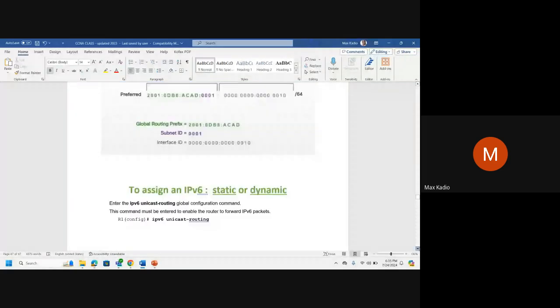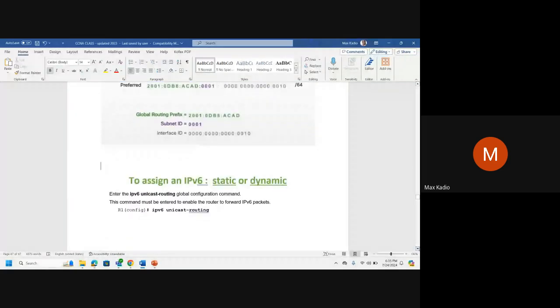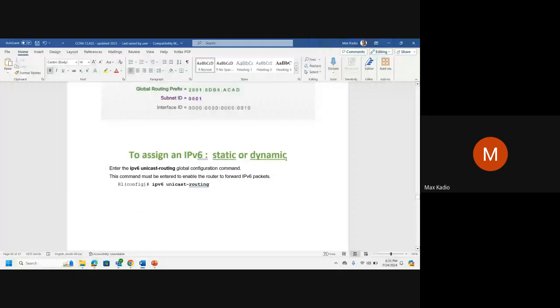So to assign IPv6, we can do it statically, manually, or dynamically. Dynamic is via a DHCP server, or static, where we type it ourselves. Anytime you start doing IPv6 configuration, the first command you must type is ipv6 unicast-routing. We'll do some examples, no worries.